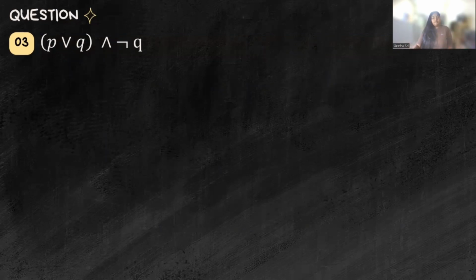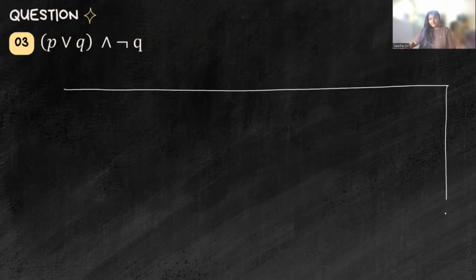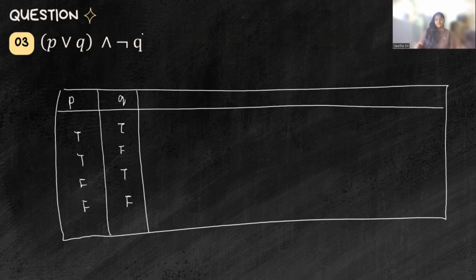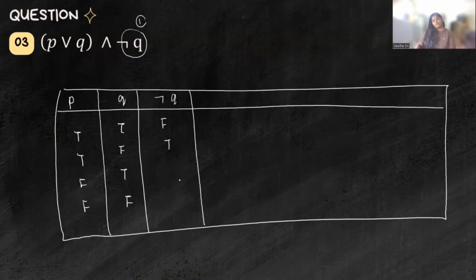For this question, same thing, we have to create a truth table. How to start? We're going to start with this one because this is the easiest one. We can start from here also, not a problem, but we're going to start from not Q. Anything from here becomes the opposite. So false, true, false, true. And then we have this one. I'm going to do this part.